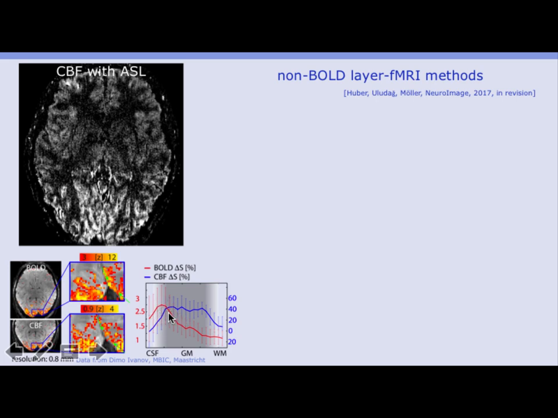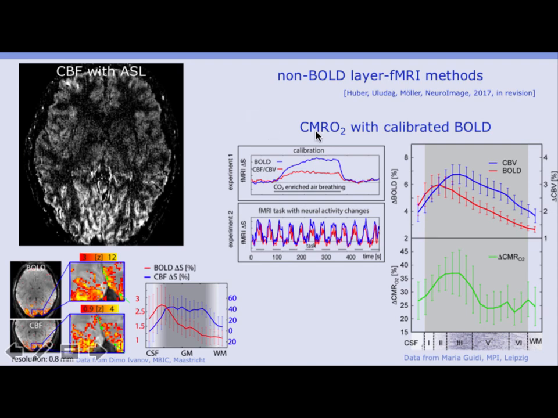And you can even go one step further and do mapping of CMRO2, the cerebral metabolic rate of oxygen, so the amount of oxygen that the brain activity comes along with. And doing that, we get similar results, slightly independent of the large draining veins in the very upper cortical layers, and we see most of the activity, in this case for a motor cortex finger tapping, in layer 2, 3.